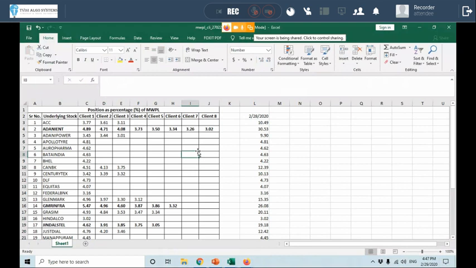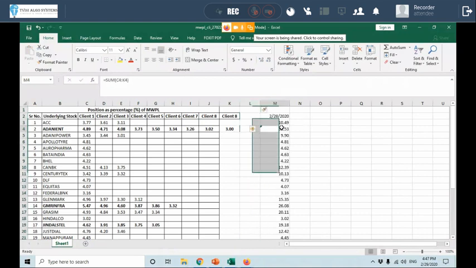If there is one more client who comes here, say client 9, and his position is again 3%. So suppose on Monday this happens. Now you know that on 28th there were only 30%, the 30% open interest was there. Now there is 33%, means someone has added.